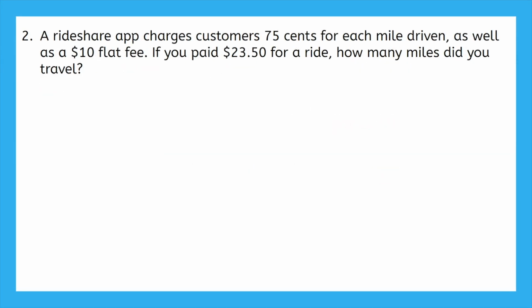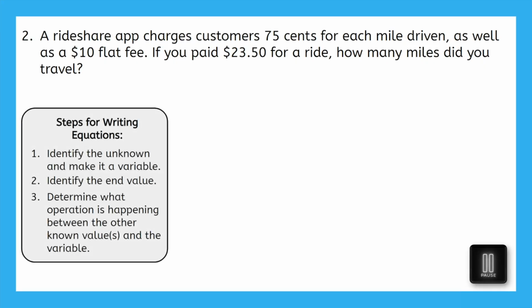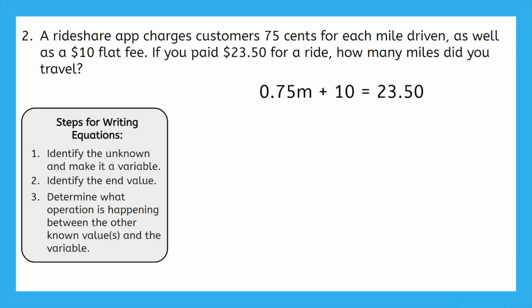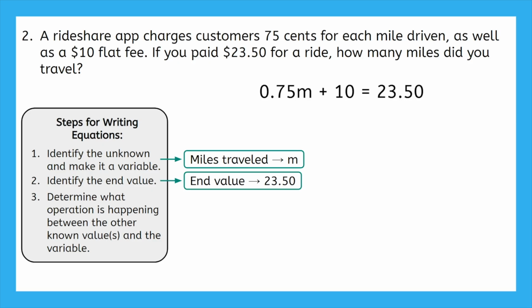Example 2: a rideshare app charges customers 75 cents for each mile driven, as well as a $10 flat fee. If you paid $23.50 for a ride, how many miles did you travel? Give it a shot. Pause and try writing the equation using our steps. Here's what I wrote. 0.75 m plus 10 equals 23.50. M represents the number of miles traveled, which is the unknown. 23.50 is the total cost, so that goes by itself on one side of the equal sign.